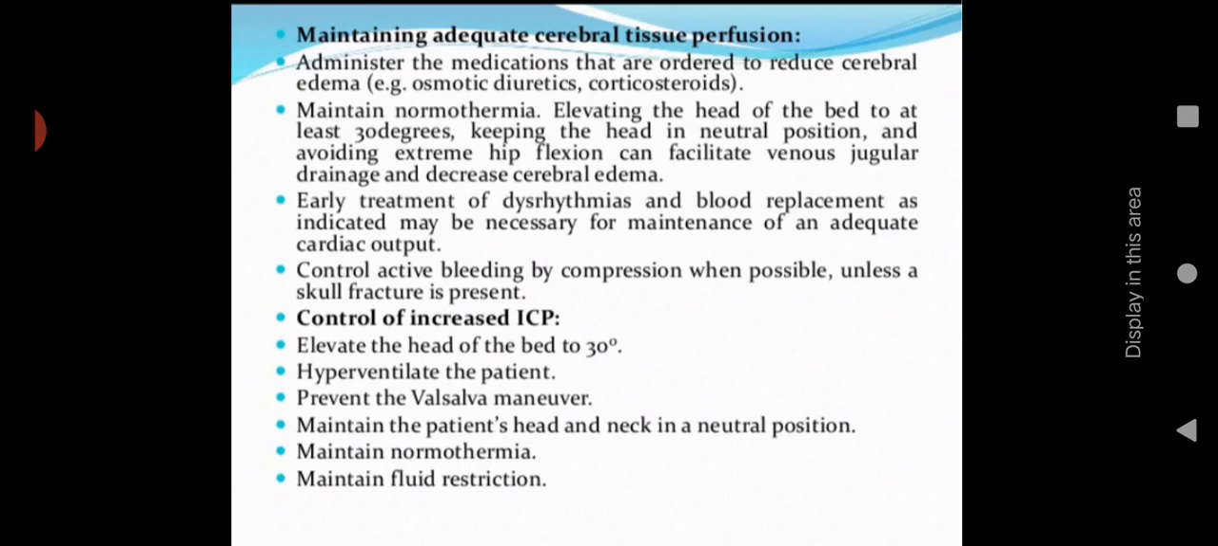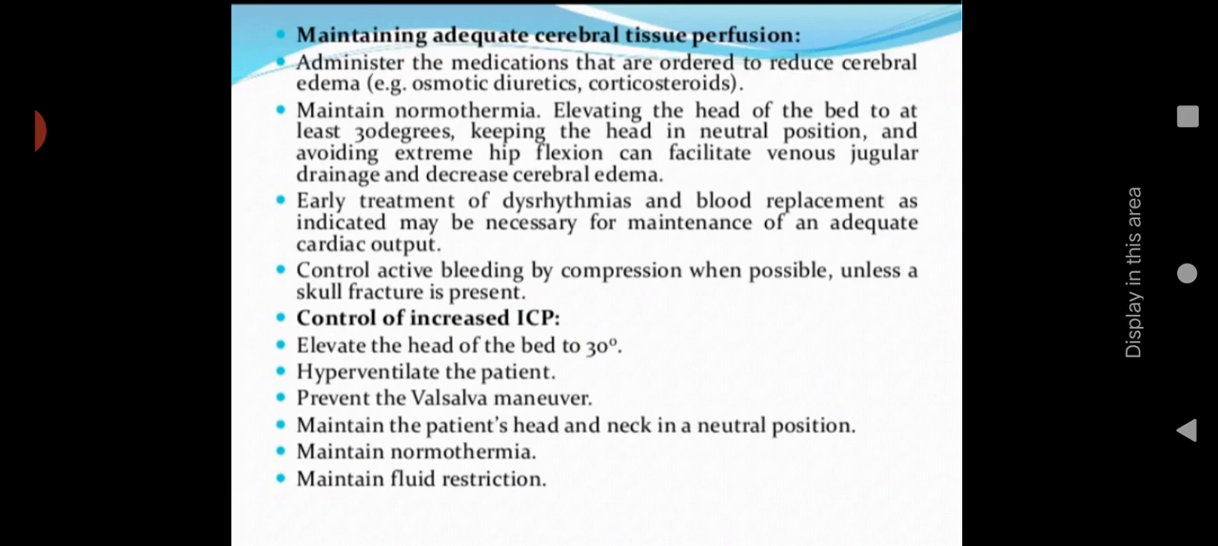Maintain normothermia, elevate the head of the bed at least 30 degrees, and keep the head in a neutral position. You should not fix the head in a particular position; according to the patient's comfort, we have to keep the head, so we should not restrict it. Avoid extreme hip flexion, which can facilitate jugular venous drainage and decrease cerebral edema.